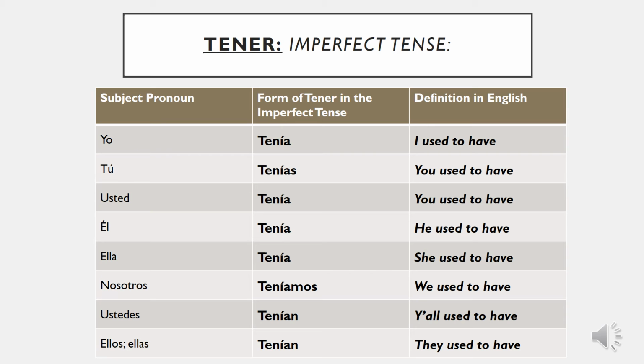So if we look at our English meanings of tener in the imperfect: I used to have, you used to have, he used to have, she used to have, we used to have, you all used to have, and they used to have. So used to is part of our translation in the imperfect tense. So you don't have to have separate words for that. And this is going to refer to things that you did repeatedly in the past, habits, talking about your childhood, and situations similar to that.